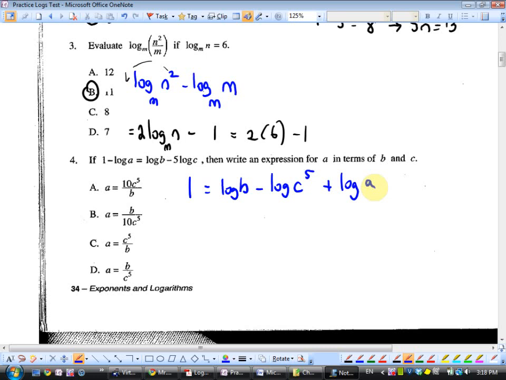The 1's going to stay because there's no logs on that side. But I'm going to get the log of, on the bottom there's going to be a C to the 5th. On the top, instead of writing BA, Justine, do you mind? Can I write AB? Because that's how we're used to seeing things alphabetically. Is that okay? And this is all inside one great big log.